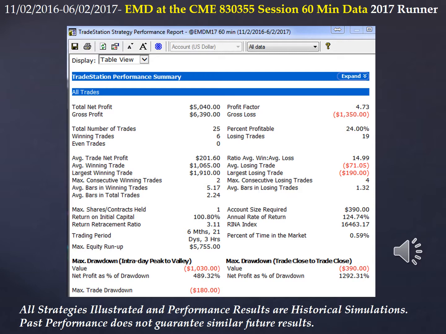That's why it has a 5-digit RENA, annual rate of return of over 120%, drawdown ratio 12.92 to 1, drawdown over the period less than $400. Profit factor is a high 4.73. Now, if you don't mind having a lot of small losses and then occasionally having a pretty good sized winner, this is a way to go.